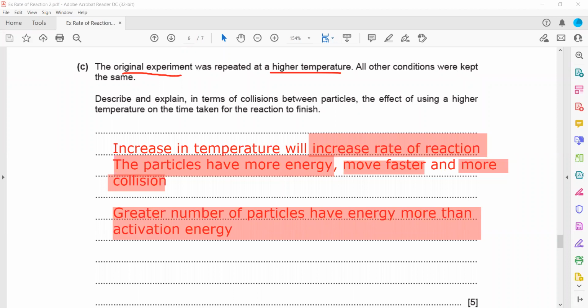So whenever there is a change in temperature, you will always try to use this general answer: when we increase the temperature, the first thing, the rate of the reaction increases. And the reason is that the particles have more energy, they will move faster, they will collide often, and as a result the rate is increasing, as well as a greater proportion or greater number of the particles have energy more than activation energy, so they can react easily. So whenever you're writing the answer, this is always a general answer. Sometimes this question is of 4 marks, sometimes it is of 5 marks, but you will always write this answer when you're comparing the effect of temperature on the rate of the reaction.